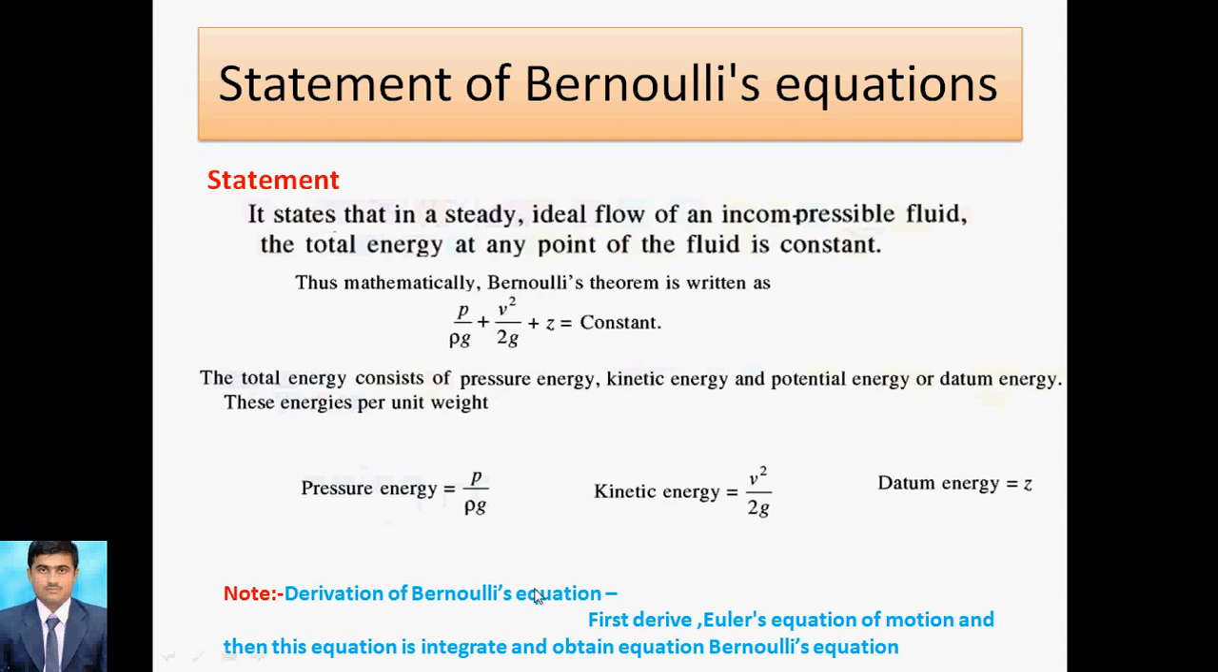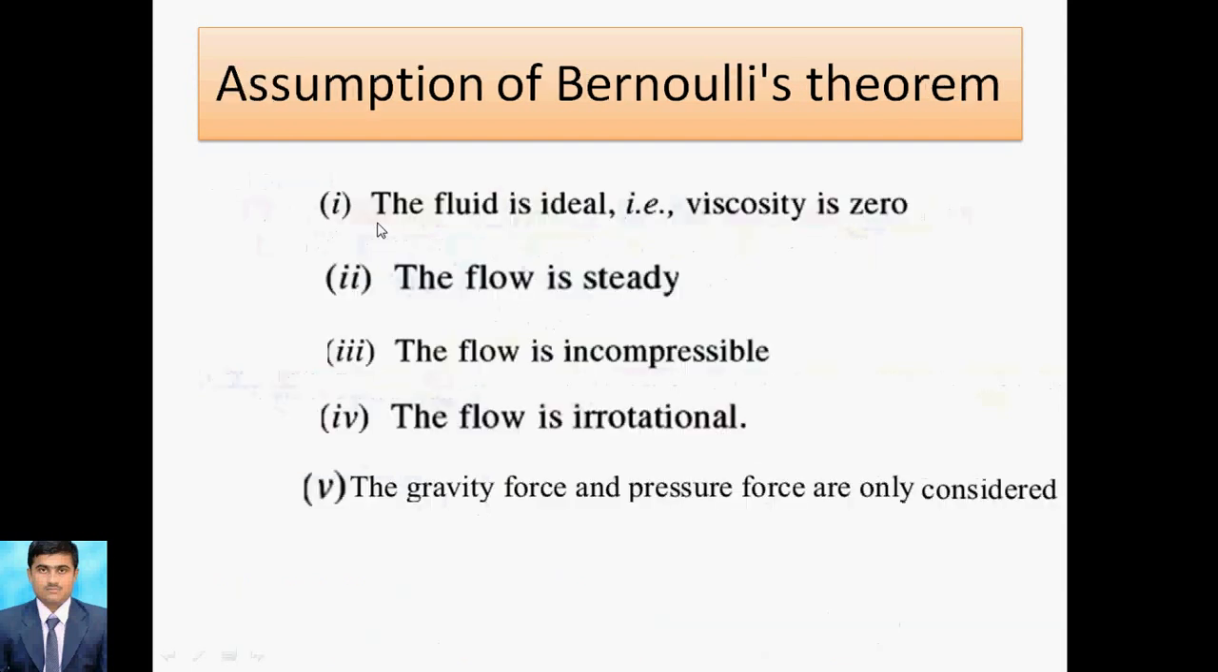While deriving Bernoulli's equation, first you derive Euler's equation of motion, and then we go for Bernoulli's equation. So this is the way of formulating the statement of Bernoulli's theorem. Always remember that the total energy remains constant. This is called Bernoulli's theorem, or you can say Bernoulli's equation. So Bernoulli's equation depends on three factors: pressure energy, velocity head or kinetic energy, and Z, which is potential head. So this is the Bernoulli's equation statement.